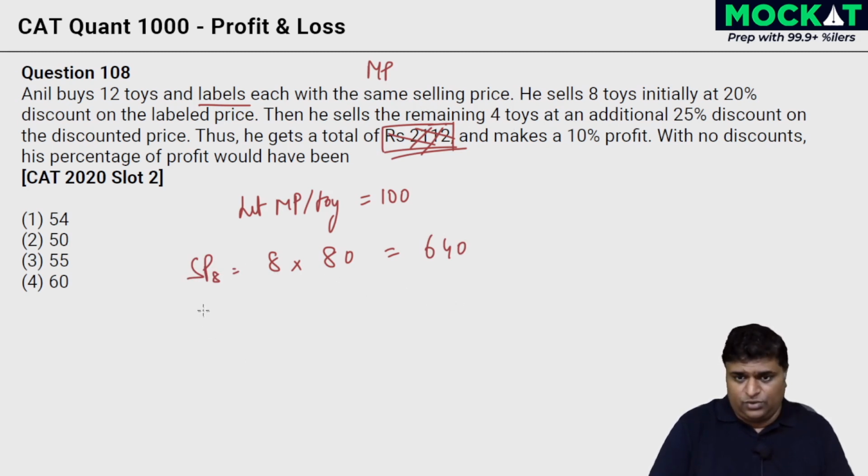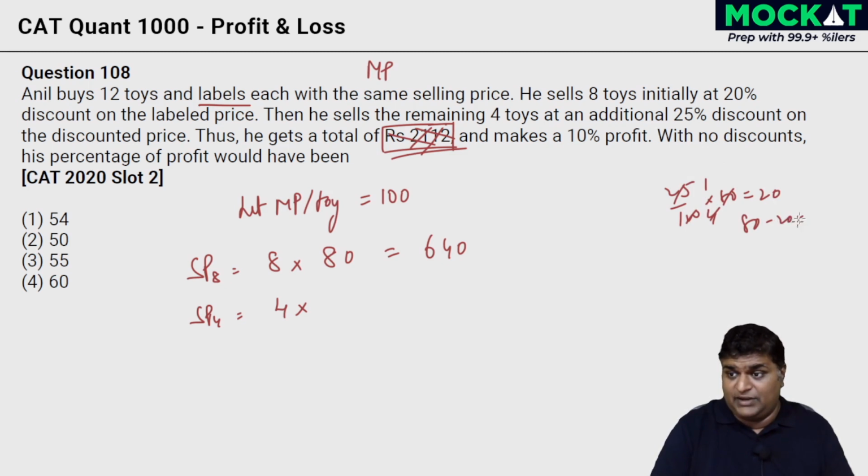He sells the remaining 4 toys. SP for the remaining 4 is going to be 4 into what? He's giving an additional 25% discount. 25% discount on 80. You should not be writing it separately: 25 by 100 into 80 equals 1 by 4, and then writing down 20 and then saying 80 minus 20 equals 60 and then writing 60 down. That's the long process. Start observing. These are friendly percentages. We've discussed in the percentages lesson. Start writing these as fractions.